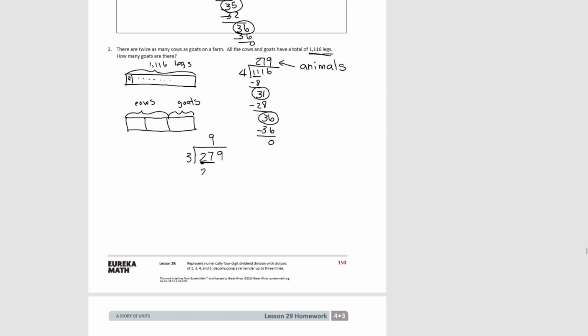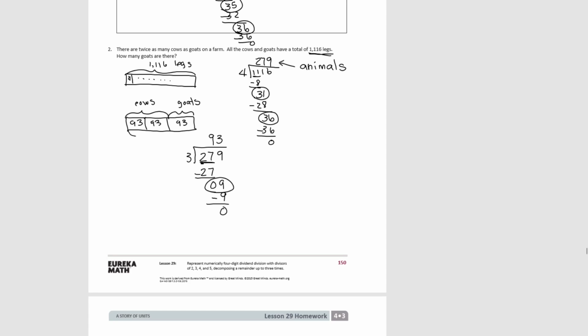9 times 3 is 27, so I've used all my tens. I have 9 ones. I can put 3 in each group. 3 times 3 is 9, and I don't have a remainder. So I would have 93 goats and twice as many cows.